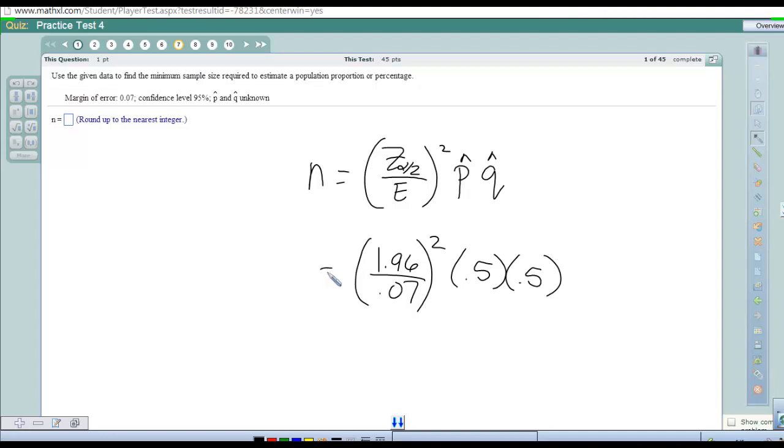Okay? And so do that on the calculator. And, of course, you're always going to round up to the nearest integer. And what'd you get? You should get more than 1.96. 196? Okay, 196. Okay, questions about that? Minimum sample size. Okay. Good.